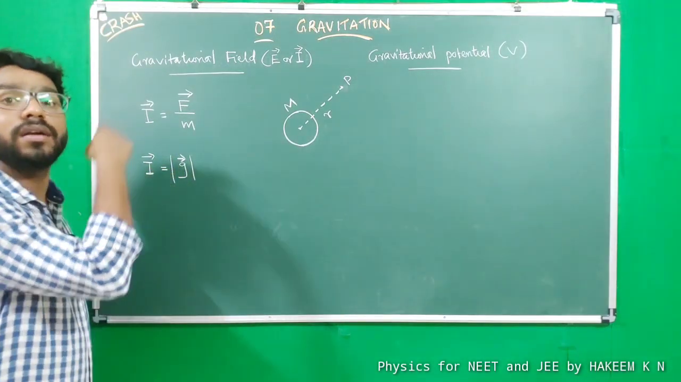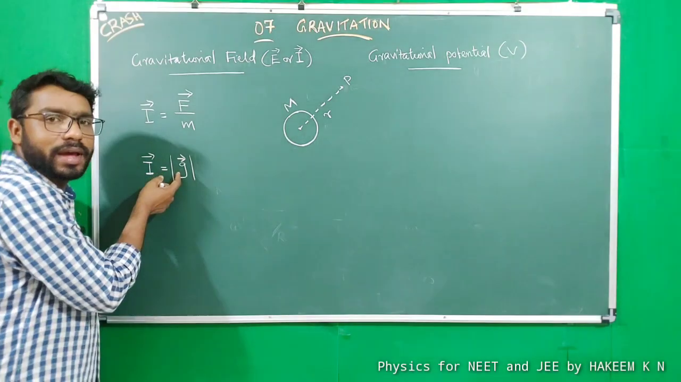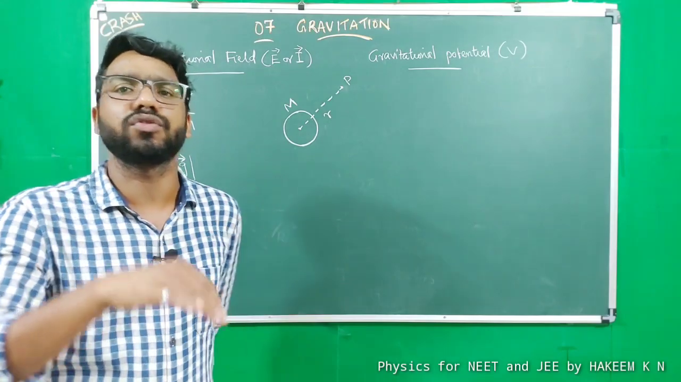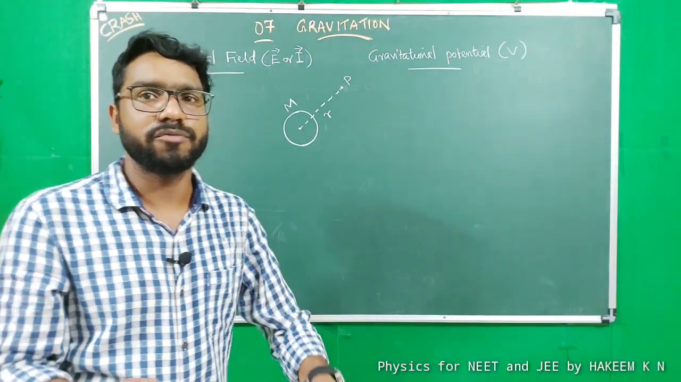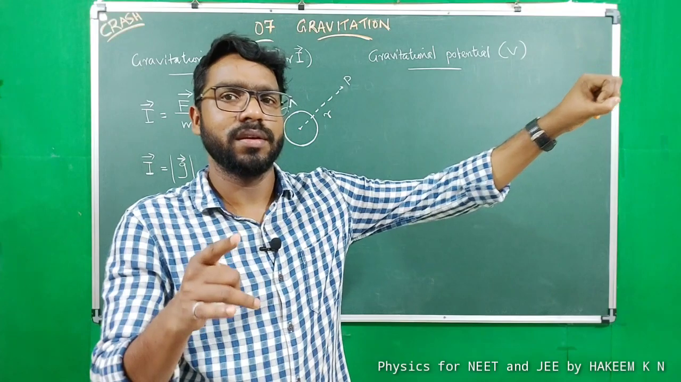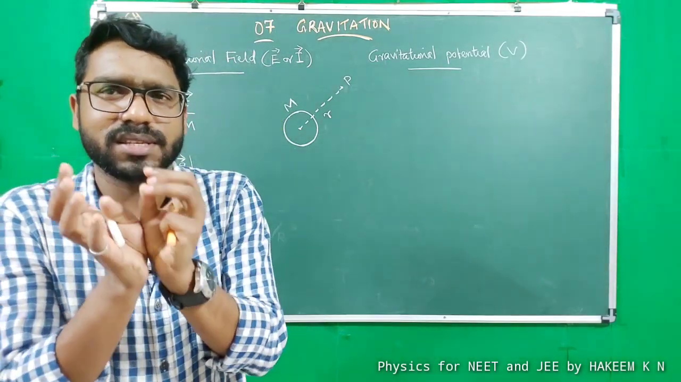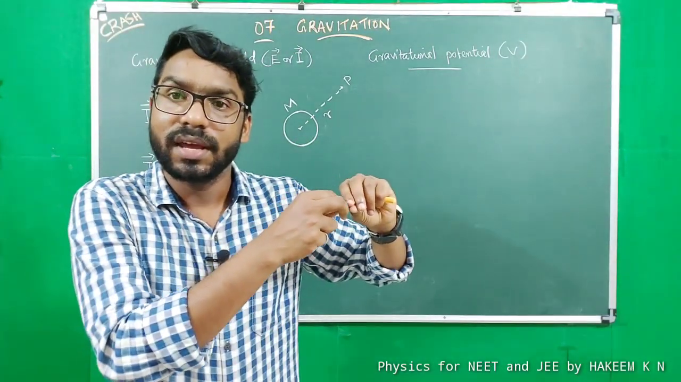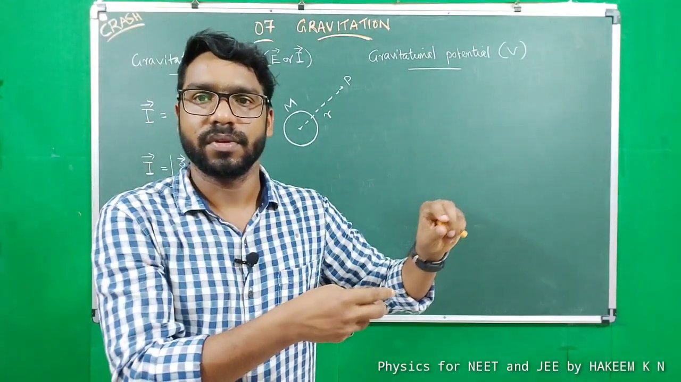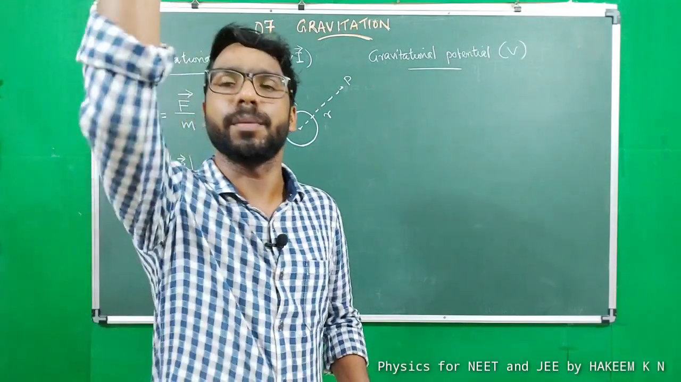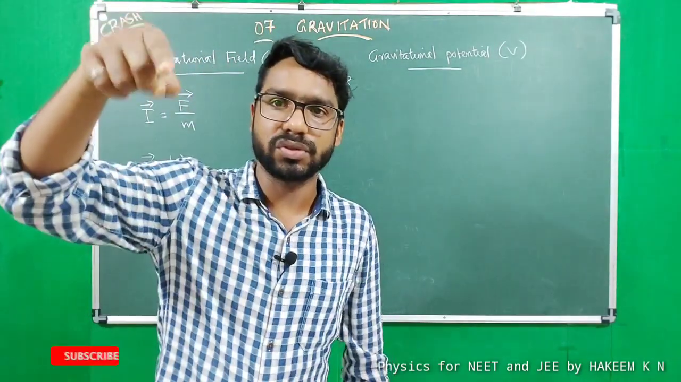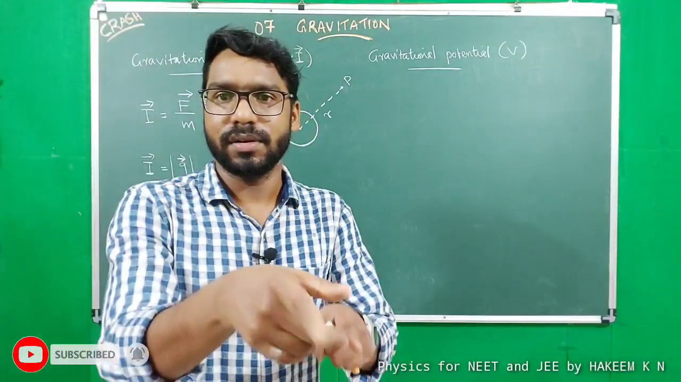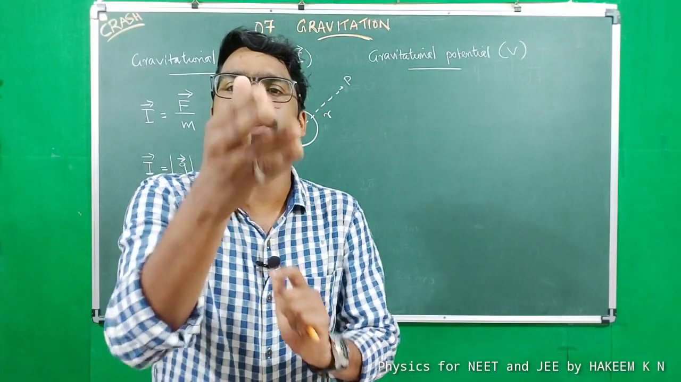We can't take direction of g. g is positive or negative according to the motion of the body. If a mass small m is moving away from the capital mass M, its acceleration is negative, retardation. For example, when a body is thrown vertically upward from the earth's surface, its acceleration due to gravity is negative due to retardation. When it is moving towards the earth, then its acceleration is positive.